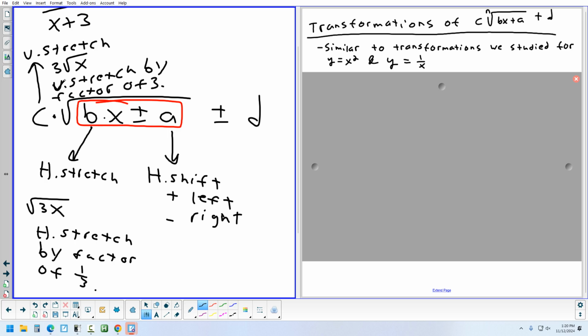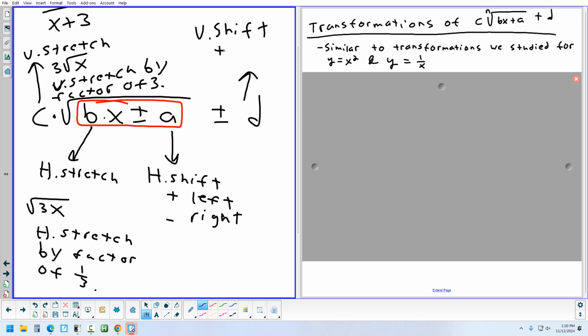How about d? Vertical shift. That's outside the red box, which means it's going to be vertical. And because it's adding or subtracting, it's a shift. Is it still the same positive left and negative right? Nope. Vertical. What are your 2 directions you can go for vertical? Up and down. And the vertical is not backwards.